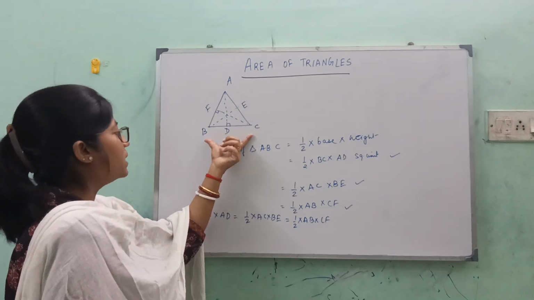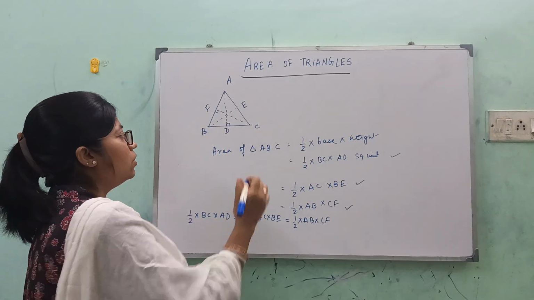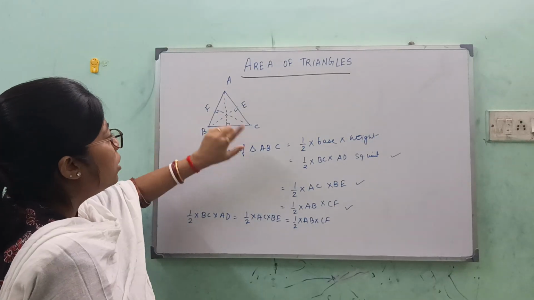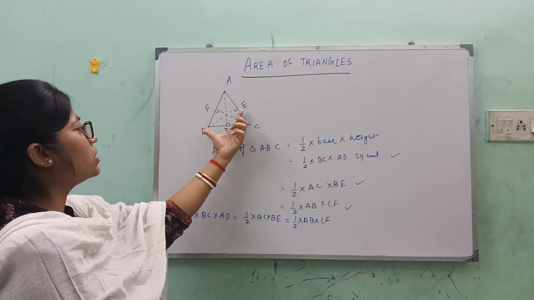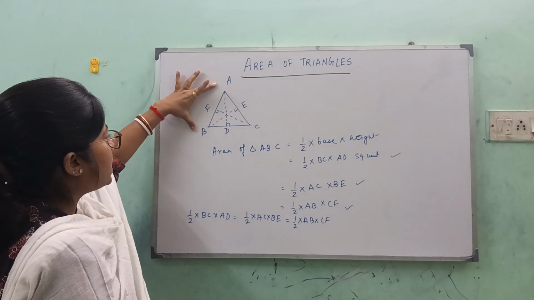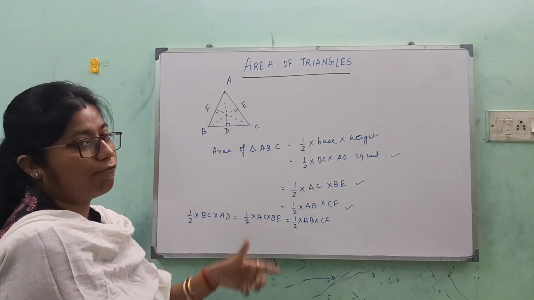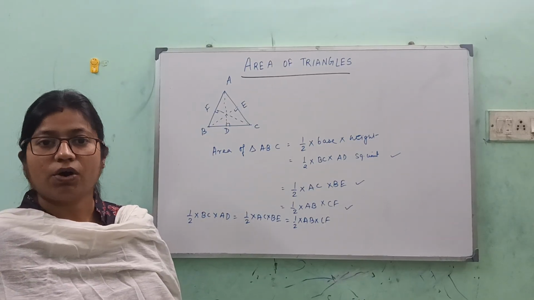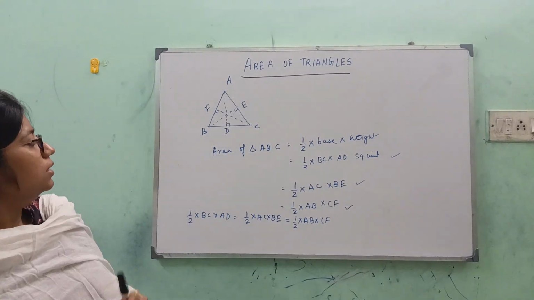You cannot use the base as BC and the altitude as BE. No, you cannot use that. If you are using base as BC, the altitude has to be AD. If you are using the base as AC, the altitude has to be BE. And if you are using the base as AB, then the altitude has to be CF. Only then you can get the area of the triangle.